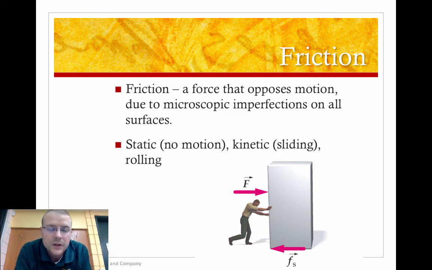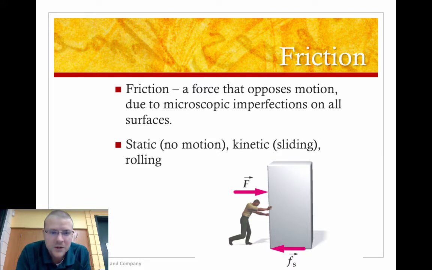Today in class we looked at the cause of friction. We said that the force of friction is something that opposes motion, and where it comes from is what we call microscopic imperfections in pretty much every surface you see. I mean, you can even see that in your hands, how your hands are not perfectly smooth, they've got ridges.